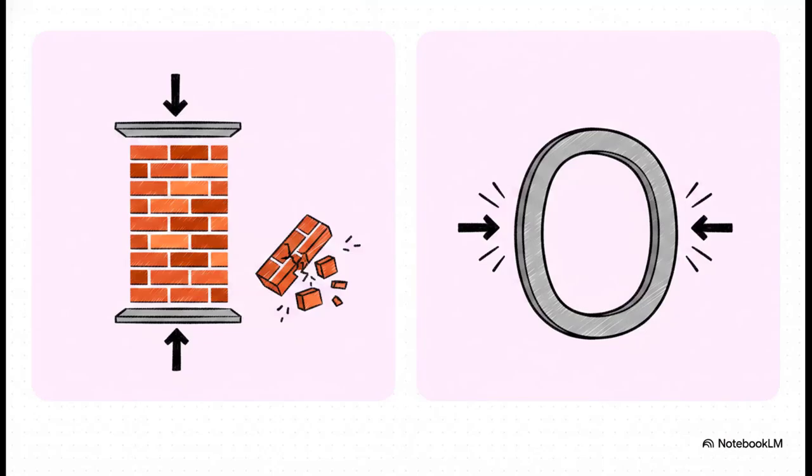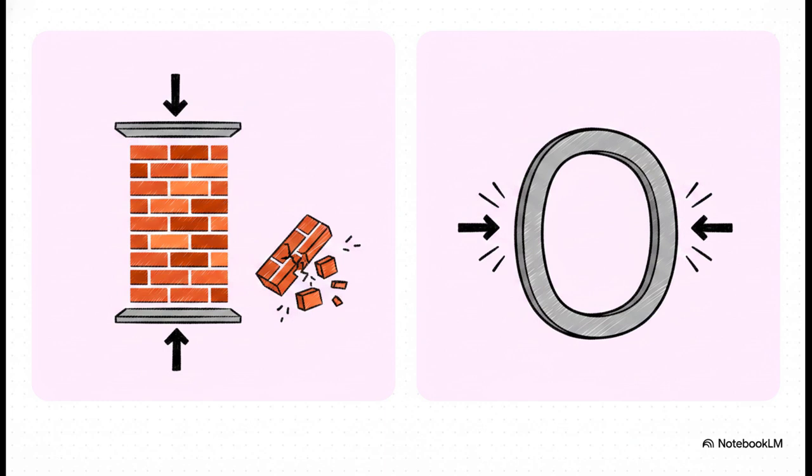Okay, so material properties strictly dictate our structural design choices. Take bricks, for instance. They have exceptionally high compressive strength, which basically means they can handle being pushed or squashed with incredible force, making them absolutely perfect for load-bearing walls, but they're brittle.